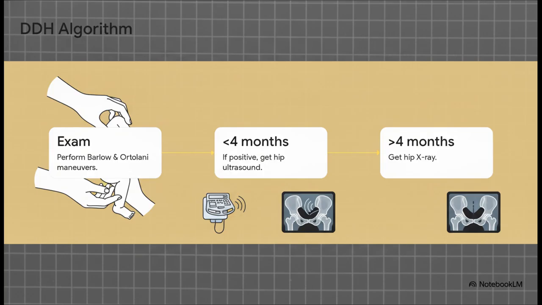It's all about the exact timeline of femoral head ossification. First, you perform the Barlow and Ortolani maneuvers. If they're positive, or if the baby has major risk factors, you check their age. Under 4 months, get a hip ultrasound, because that cartilage hasn't ossified yet. Older than 4 months, that's when you switch over to an X-ray.